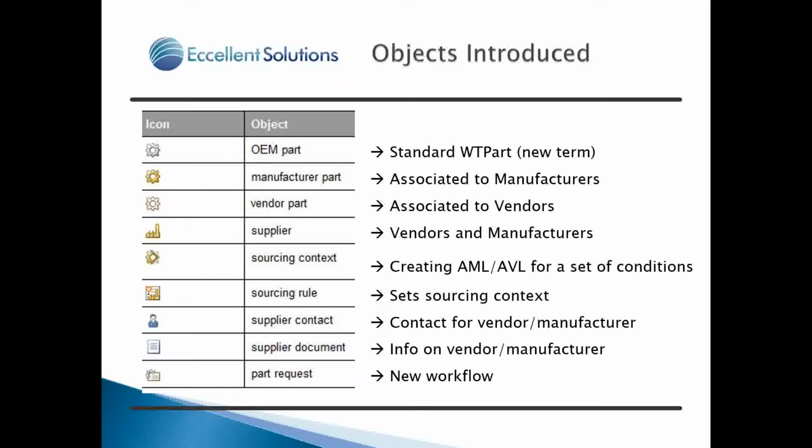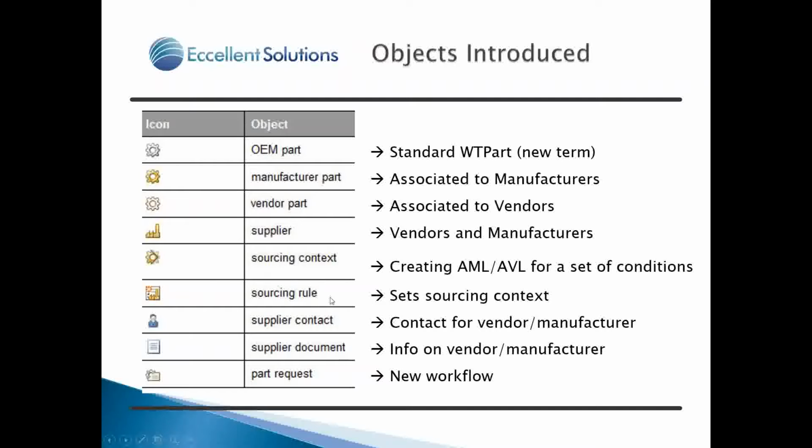There's also something called a sourcing context, which allows you to create an AML or an AVL for a set of conditions within Windchill. AML and AVL stand for Approved Manufacturer List and Approved Vendor List. And these are the key relational components that let you connect your manufacturer and vendor parts to your OEM parts, so that you can trace what objects you have and connect them to the actual objects that you purchase them from.